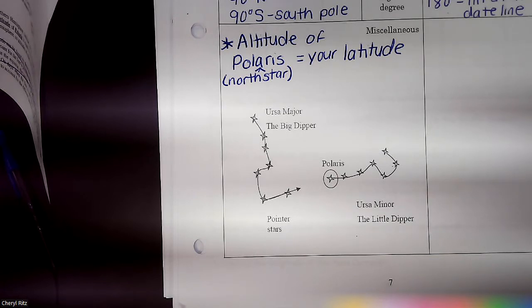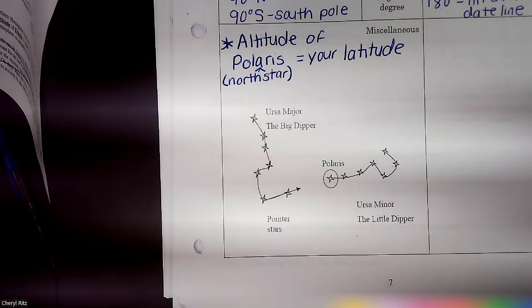Here's the handle. Here's the bowl part. The Big Dipper is pretty easy. It takes up a big portion of the sky. A lot of people can find the Big Dipper. Well, how does this help you find the North Star? Because there are two stars in the Big Dipper called the pointer stars. The pointer stars are these two stars in the bowl of the Big Dipper. And what do you think they point at? They point directly to Polaris, which is the North Star.